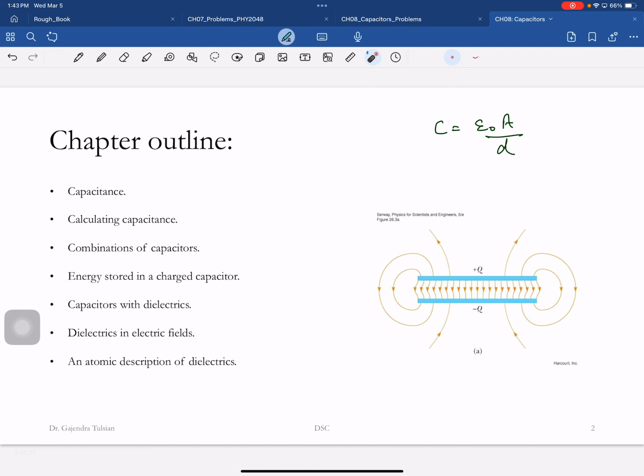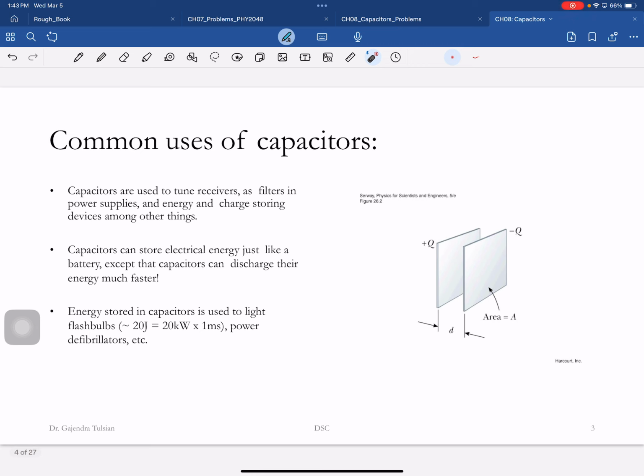Again, capacitors are devices that can release their energy very fast. So here's a parallel plate capacitor. Energy stored in a capacitor is used to light flash bulbs. So for instance, in these things you can store up to, these are typical numbers, 20 joules. 20 joules is 20,000 watts. That's 20 kilowatts. And you can release that in 1 millisecond, 10 to the minus 3.